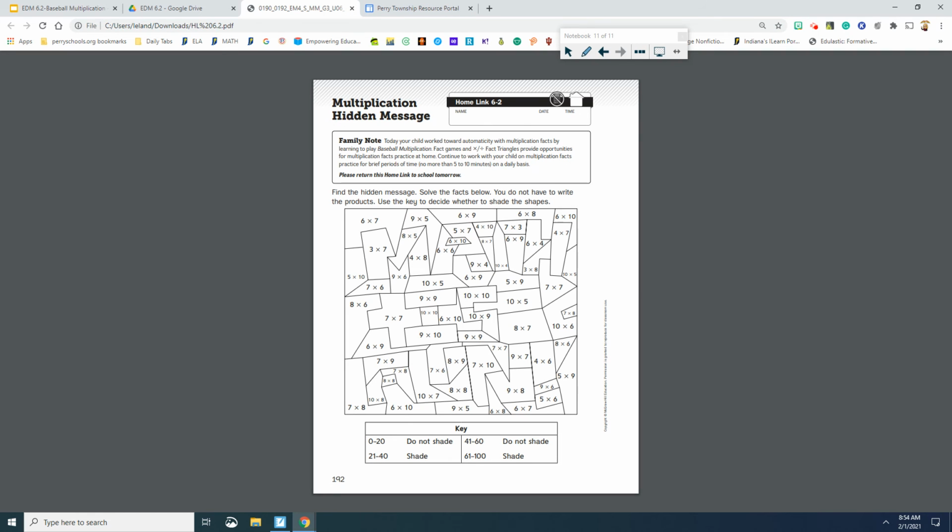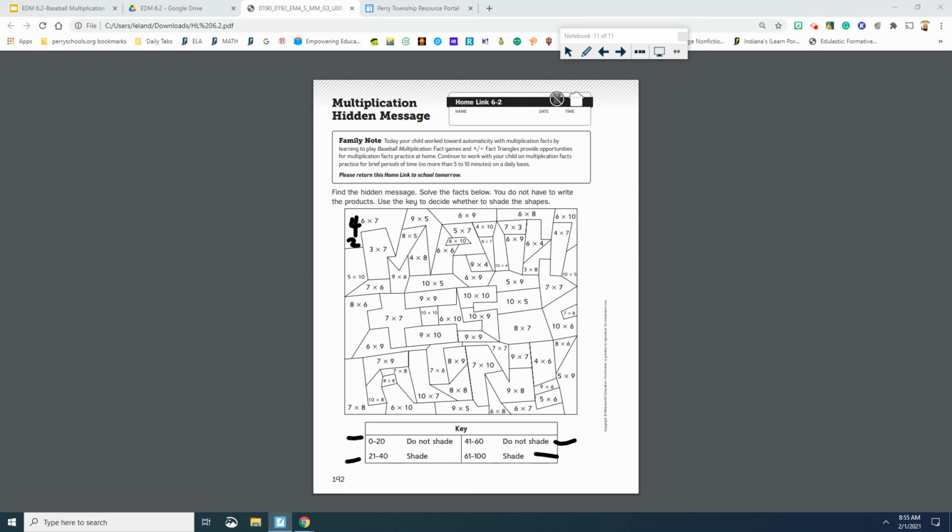For your math home link, I wanted to show you this. Same idea as baseball, except we're going to be doing some shading. So we have the key at the bottom. If it's 0 to 20, we don't shade. 21 to 40, shade. 41 to 60, don't shade. 61 to 100, shade.